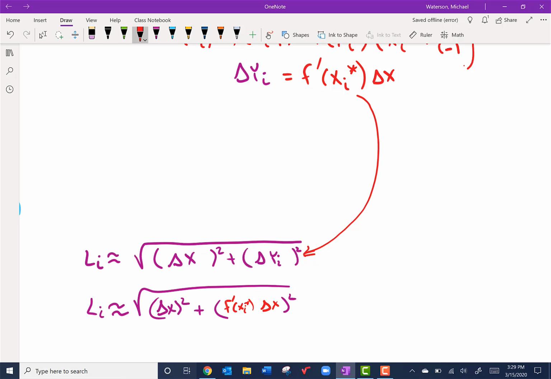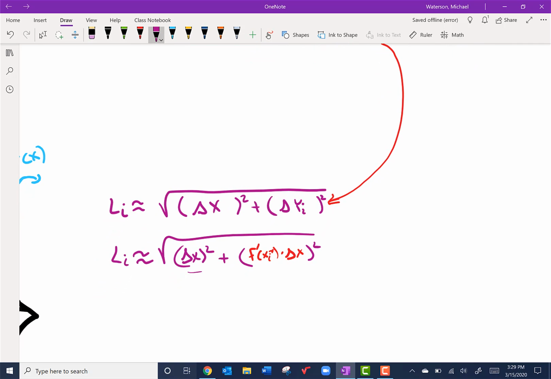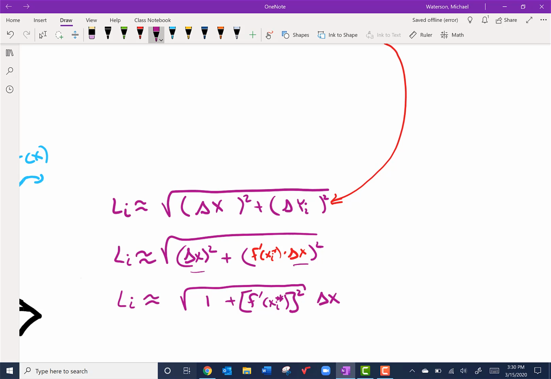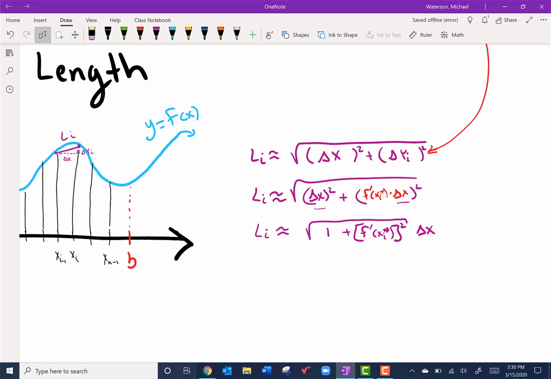times delta x. So let's do a little bit of algebra. We're going to have a delta x on both terms. Oh, delta x squared. So we can actually just take that to the outside. We can just yank it out, and the square root of delta x squared is just going to be delta x. We know for certainty that that's positive. And now once we took this out, we'll be left with a 1 and an f prime of x sub i star squared. Okay, there we go. We now have an approximation for the length of that line, all in terms of x's.